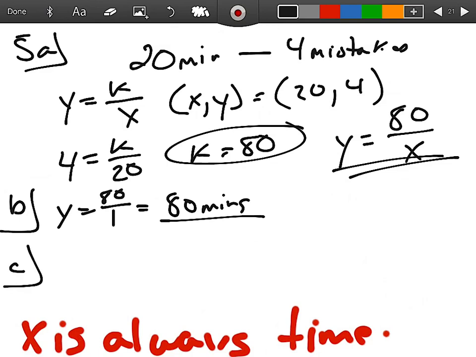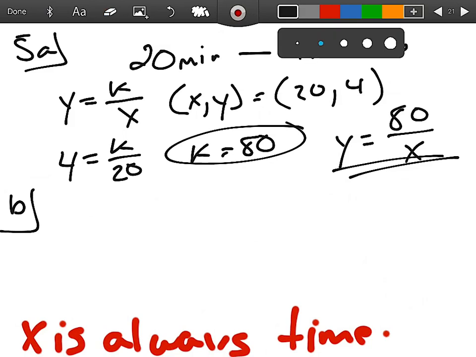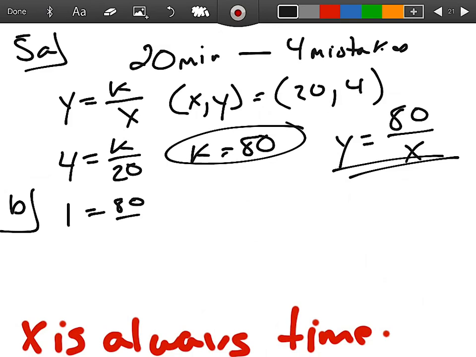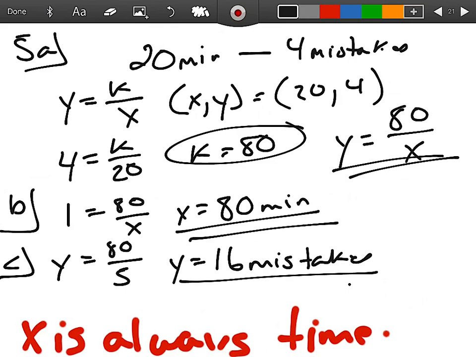And then it says if she only had 5 minutes to practice, how many mistakes might she have made? Sorry, I did that last one backwards. I just realized. So for B, you should have the number of mistakes is 1 is equal to 80 over x. So therefore, x has to be 80. Sorry, I was solving for the wrong version. In this case, we're going to use y. In C, I'm going to use y equals 80 over 5 because I only have 5 minutes to study. So therefore, y is equal to 16 mistakes, whereas the B was 80 minutes. So these are your two solutions there.